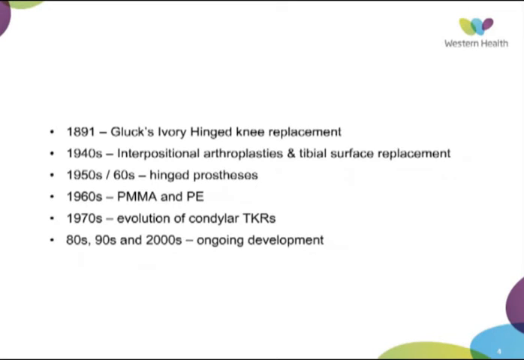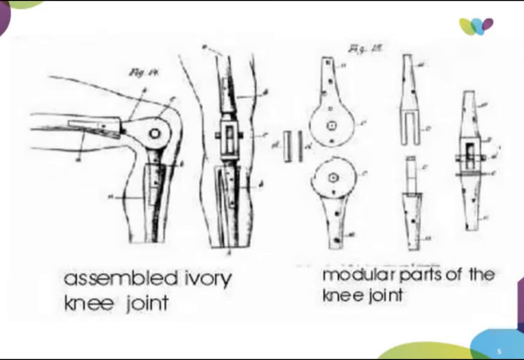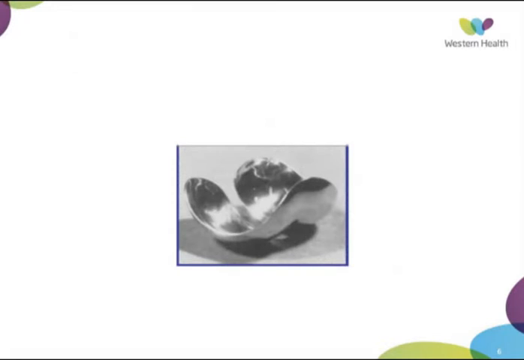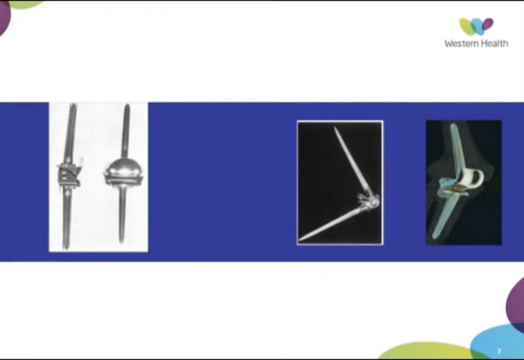This is a schematic diagram of Gluck's initial hinged prosthesis, which, as you can see, had a couple of components that linked together to form the joint. And he used this not only in knees, but in elbows and wrists as well. This is an example of an interpositional arthroplasty from the 1940s, which was put in between the existing tibia and femur. And some examples of some early hinged prostheses from the 1940s.